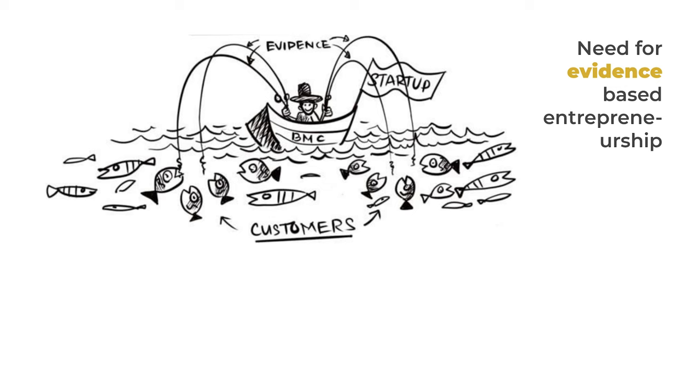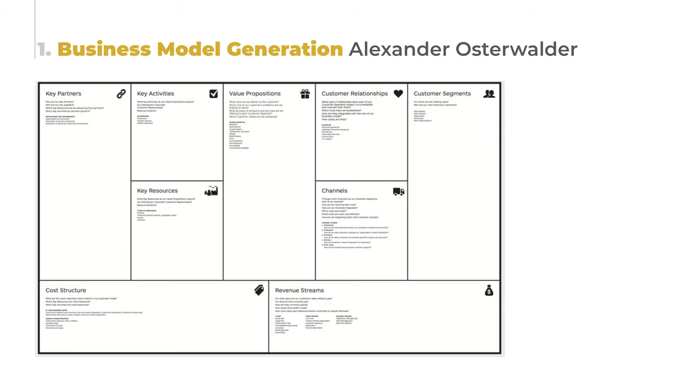Osterwalder developed this business model canvas. So this is a canvas which has 9 boxes. It's a very popular tool. In one page, you can see all the 9 things that are critical for your business, and it forces you to think about them. You don't just think about money. So this tool actually forces startups to think about things that they usually don't think about.